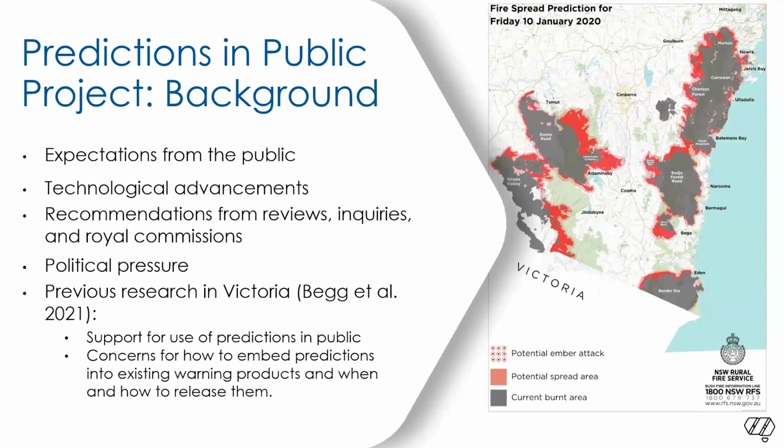And after this incident in particular, a lot of jurisdictions were asking questions about whether they should also be producing such products during emergencies. We did some research in Victoria that asked emergency services staff to reflect on the role of predictions. We found there was support across the agencies for the use of predictions in public communication during an emergency, but there were lots of concerns around how we embed this within our existing tools, such as the incident warning maps, and when we use them, under what scenarios, and how and when they should be released to the public.